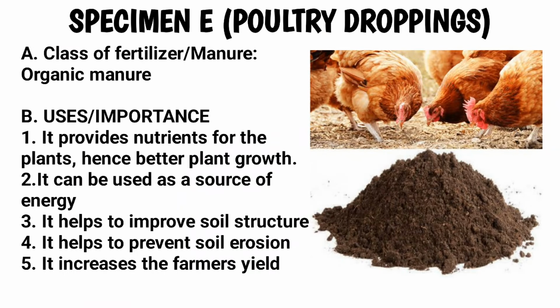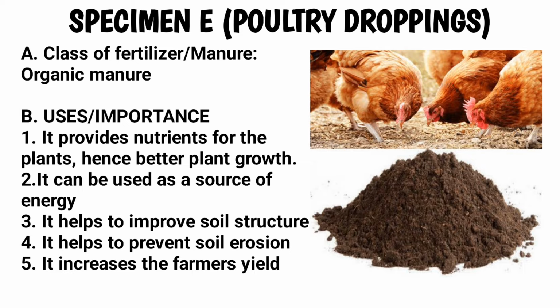So we move on to look at specimen E, which is poultry droppings. The poultry droppings is simply the feces of poultry animals like chicken, turkey, and the likes. Though the poultry droppings may be mixed with other things like the poultry bedding, that is the wood shavings that were spread on the floor for the poultry animals to pass the feces onto. Next, the poultry droppings is an organic manure because it is gotten from the remains of a living organism.